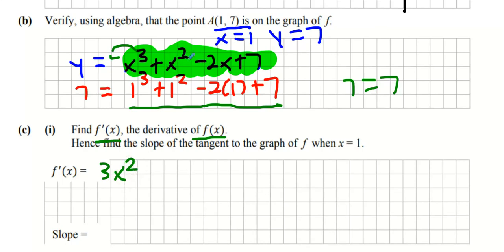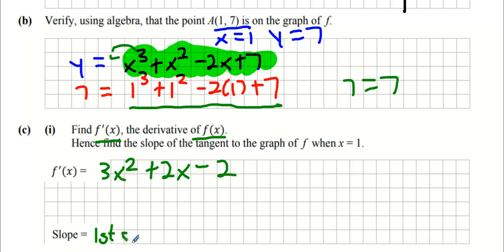For x squared, bring 2 to the front, take 1 away from the power. For minus 2x, remember you just simply drop the x. And finally the plus 7, any regular number disappears when you differentiate it, so it turns into a 0 and it's gone.